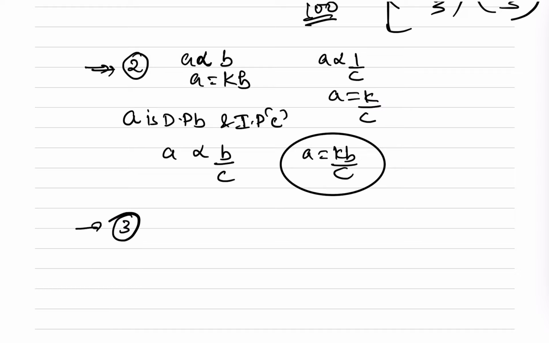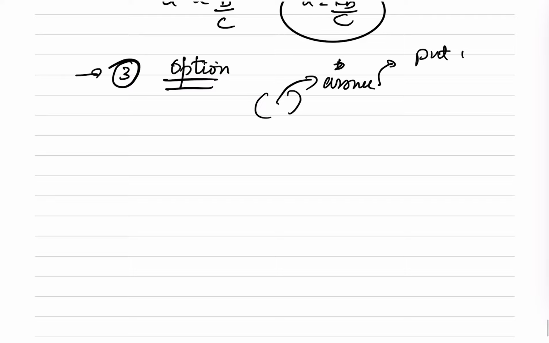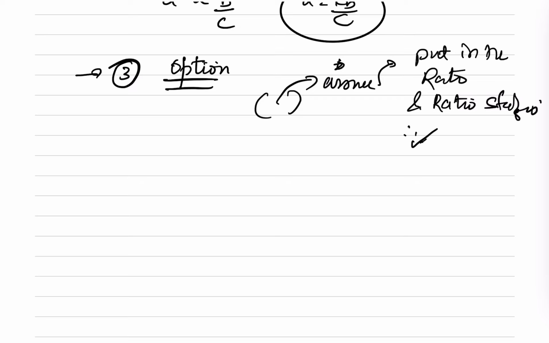The third Brahmastra, options. In ratio and proportion, the best part is option. If you pick one option as an answer and you try to put that in the ratio, and the ratio satisfies, therefore your answer, your problem is done.